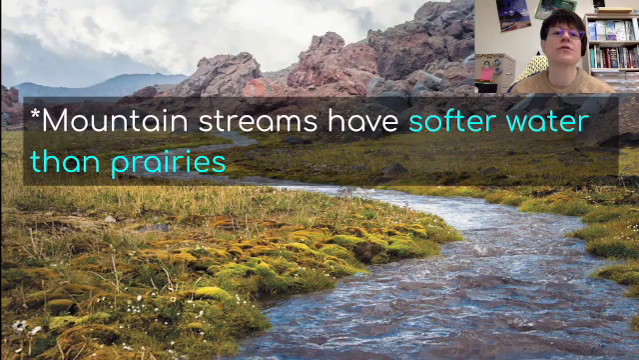Mountain streams have softer water than prairies. In prairies, the water's moving a little slower and the minerals have more time to dissolve. In mountain streams, it's moving a little faster. It's not picking up those minerals as quickly. It's probably also colder, because a lot of the mountain streams' water is from runoff from snow and ice melting, and colder water does not dissolve as many minerals as the warmer prairie water.